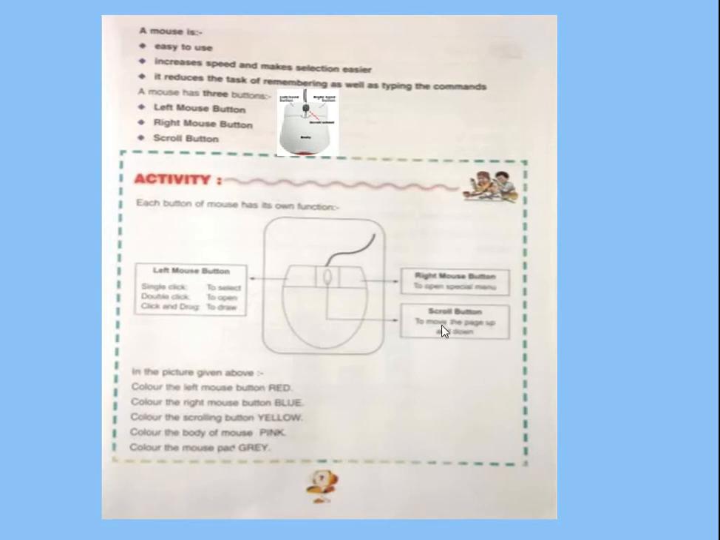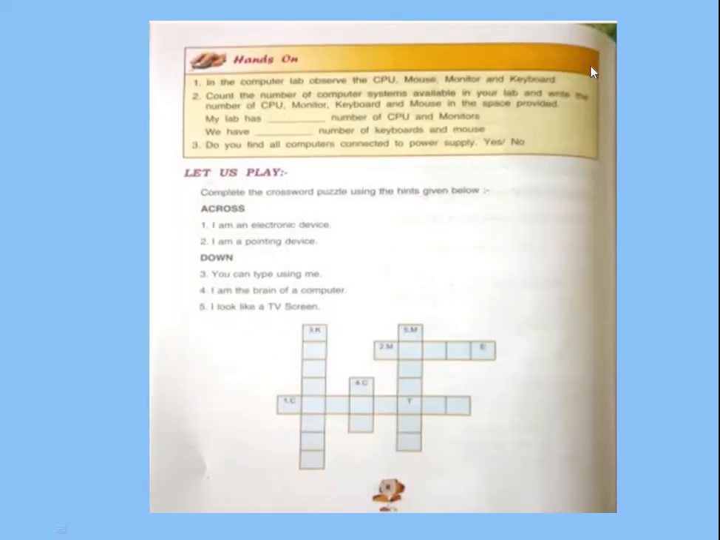In the picture given above, color the left mouse button red, color the right mouse button blue, color the scroll button yellow, color the body of the mouse pink, color the mouse pad grey. This hands-on activity is done in the computer lab, but I do this activity here.